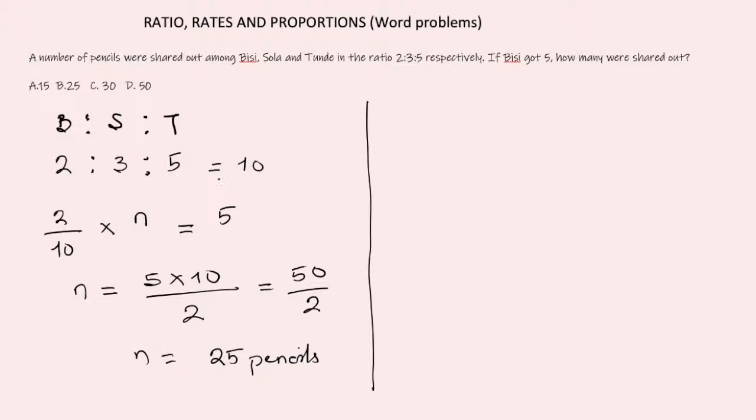Just as a bonus, if we would also find out how many pencils were gotten by Shola, that will be 3 over the total of the ratio, which is 3 over 10, expressing Shola's share as a fraction, multiplied by the total number of pencils shared. And you have that this is going to be 75 over 10. So Shola gets 7.5 pencils. Well, that would be something if you would break a pencil into 2. You can do the same for Tunde, which in this case is going to be 5 over 10 times 25, half of 25, and that's going to be 12.5. So if you add everything up, you should get 25.